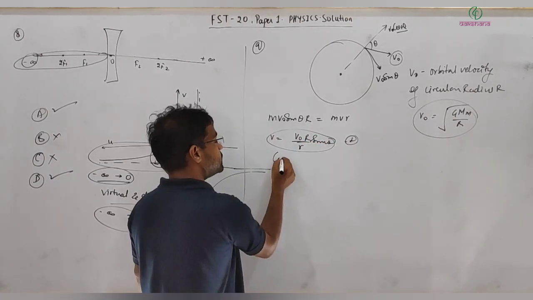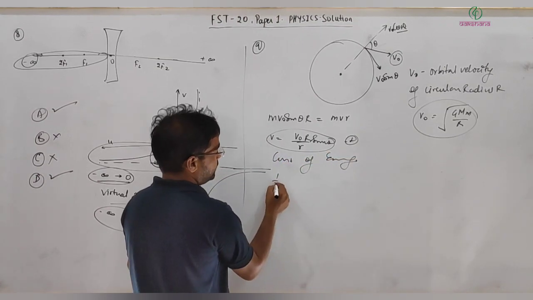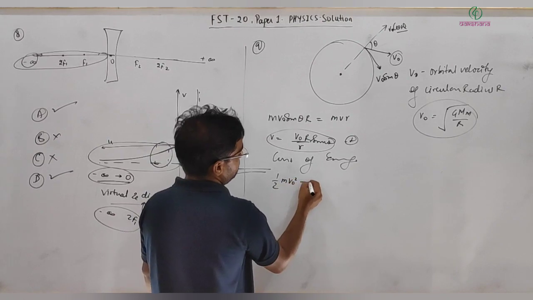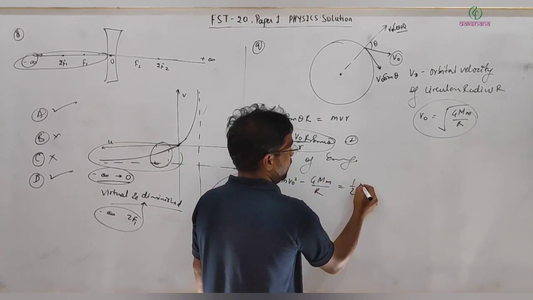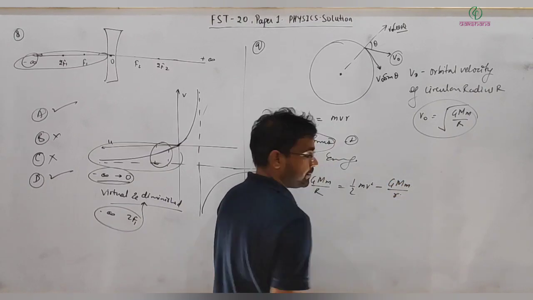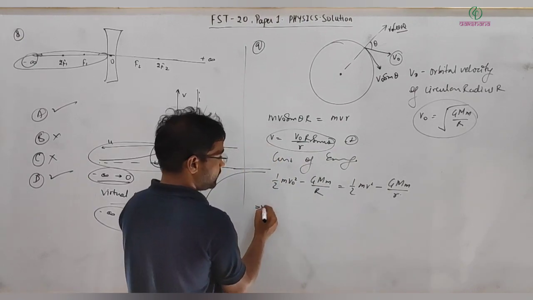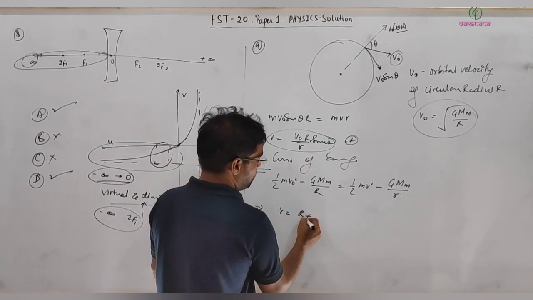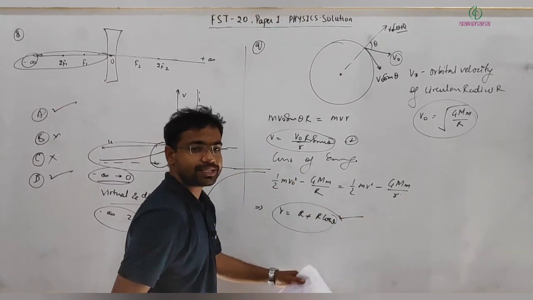Another, I can use the conservation of energy principle. From there I can write half m v naught square minus GM by r equal to half m v square minus GM by R. V is this, substituting and solving it, actually we get R is equal to r plus r cos theta. You simplify it, so that's the correct answer actually.